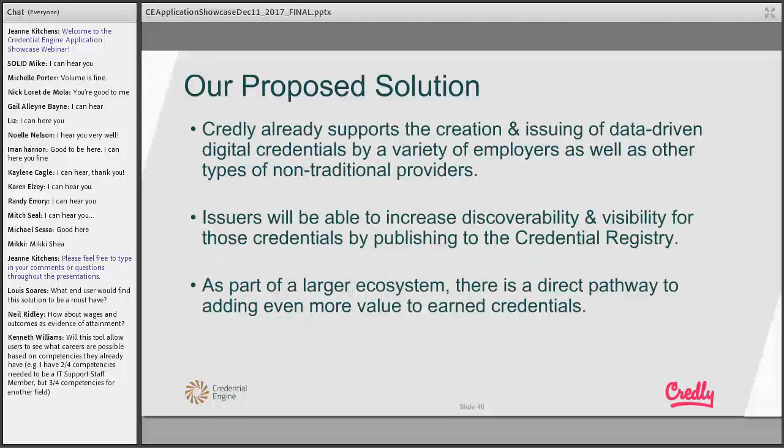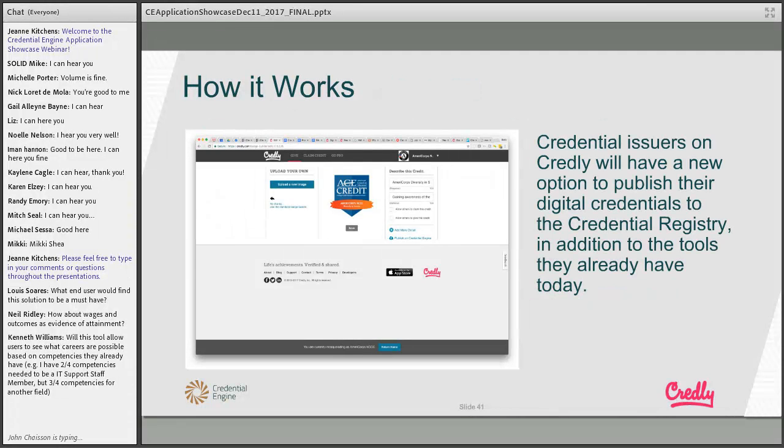So in terms of a proposed solution, the first problem that we're really tackling is this discoverability piece and visibility, because that we see as the starting point for deriving the most value out of the Credential Registry integration in particular. And again, as part of this large ecosystem, we're thinking about how do we drive increased value of our digital credentials.